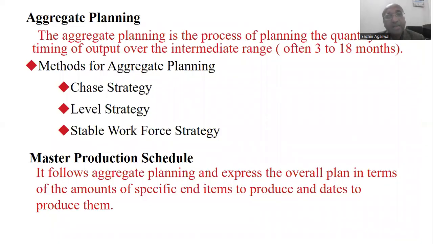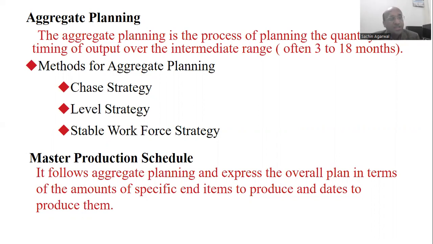What is aggregate planning? Aggregate planning is the planning of any component's quantity and the timing of the output over the intermediate horizon range. And there are three methods of aggregate planning: chase strategy, level strategy, and stable workforce strategy. These three strategies will work out from time to time. It means whether we have to maintain the production level constant, whether to hire and fire workers, or whether to keep the workforce constant in anticipation of the demand. So three very important strategies are chase strategy, level strategy, and stable workforce strategy.